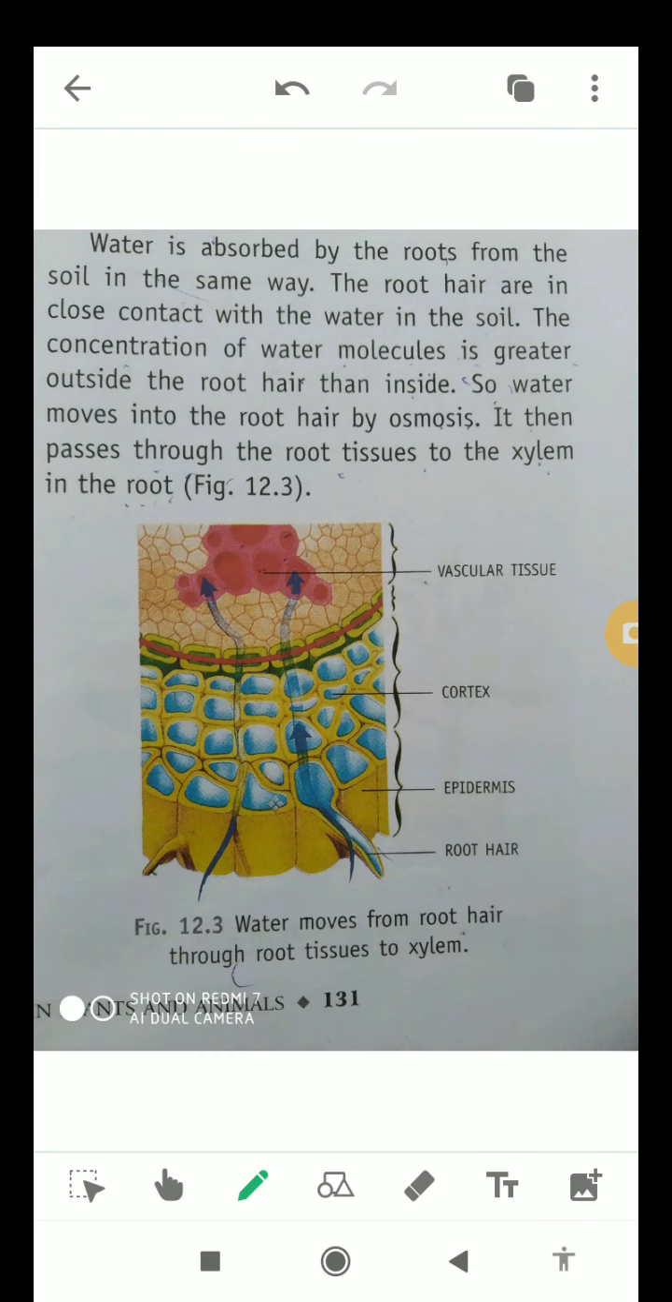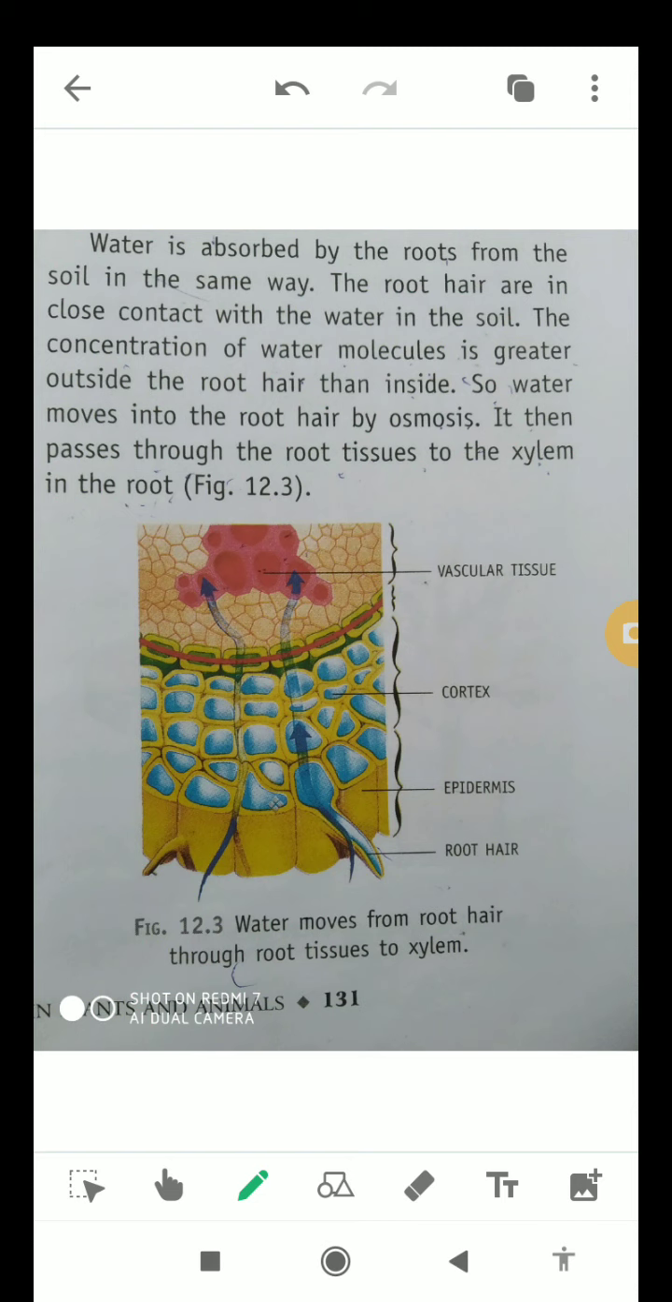As we know that water is absorbed by the roots from the soil, in the same way the root hairs are in close contact with the water in the soil. The concentration of water molecules is greater outside the root hairs than inside. So water moves into the roots by the process of osmosis. Just as in the potato the water was diffusing from the outer part to the inside by osmosis, similarly the water is absorbed by the root hairs by osmosis through the semi-permeable membrane.